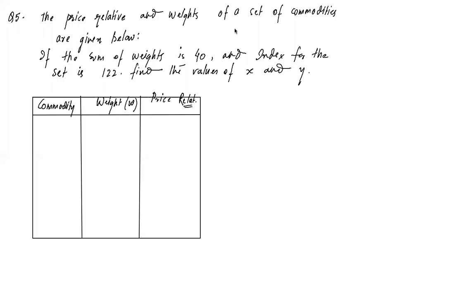So this is the question. Table में first column they have given commodity, then weight, then price relative. So सबसे पहले हम table को copy करते हैं. What is the data given in the question?